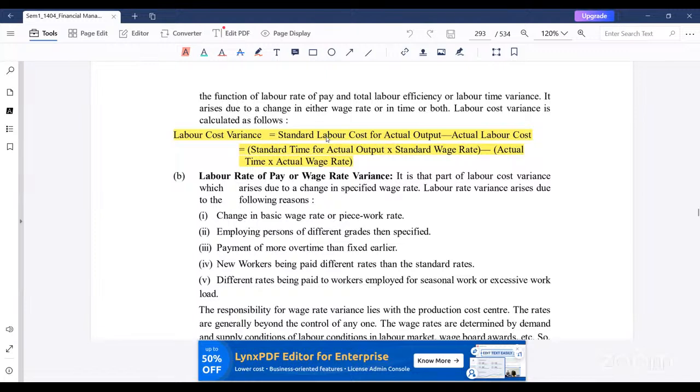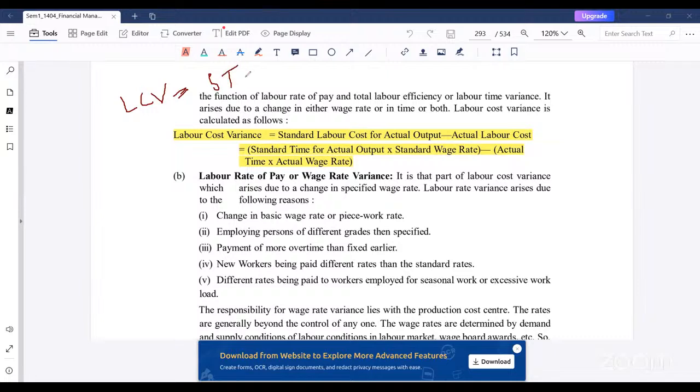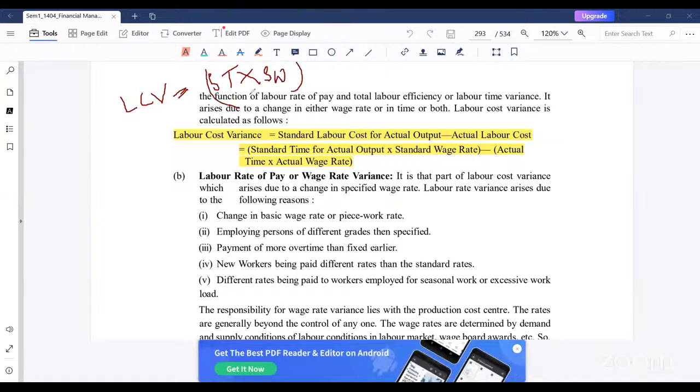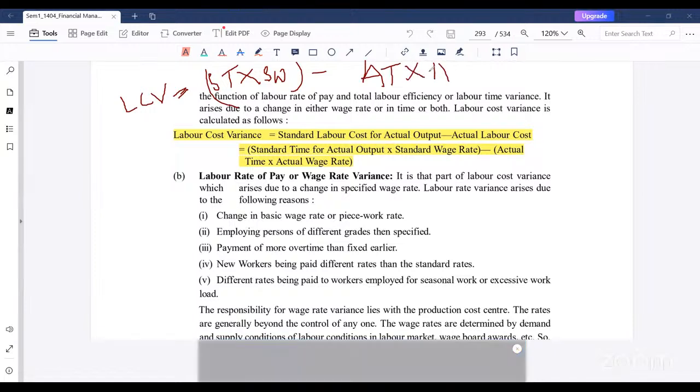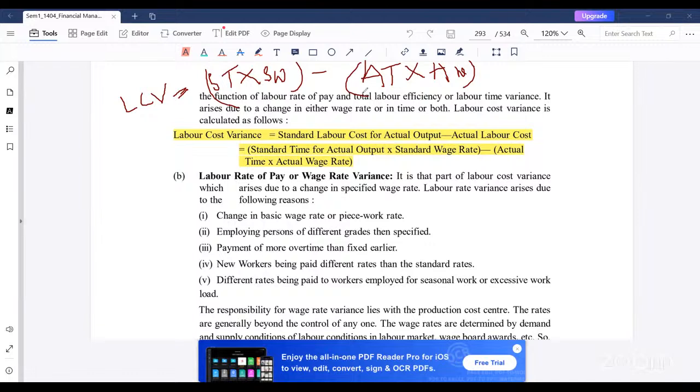So you can even write the formula like this. LCV, labor cost variance, is equal to standard time into standard wages or standard cost, or standard time for actual output, minus actual time into actual wages. Actual time into actual wages. So this is labor cost variance.